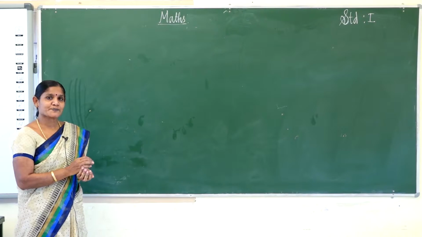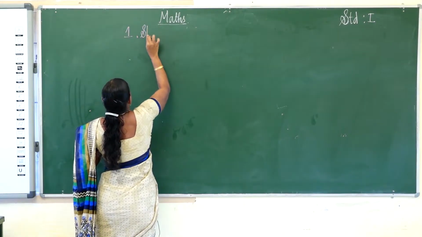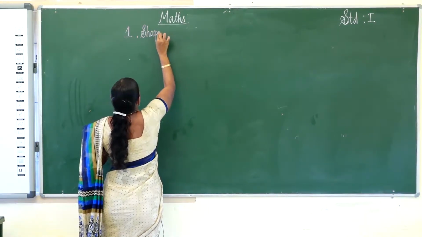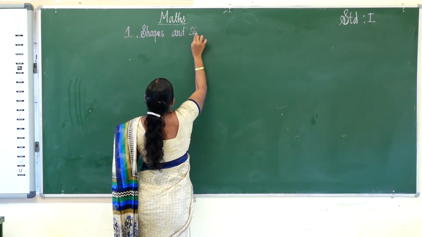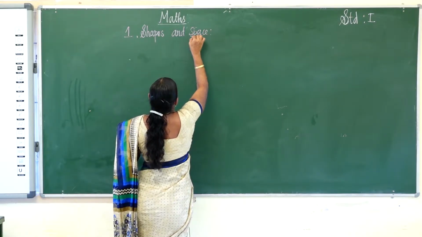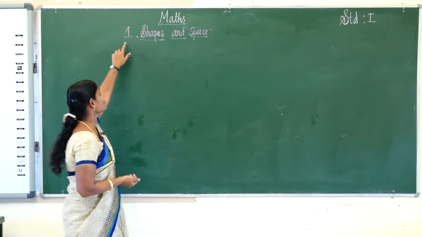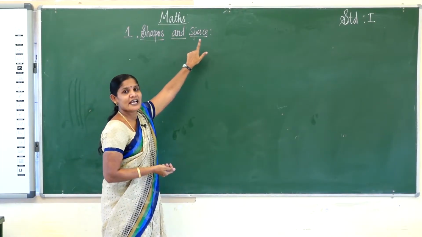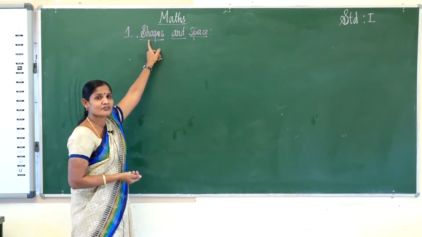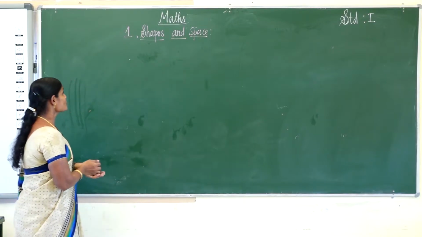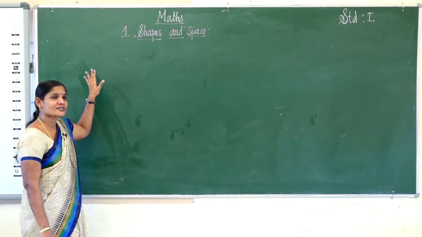Shapes and space. So in the first chapter, shapes and space. Okay, shapes, we see the different types of shapes. In this chapter, first we see point.